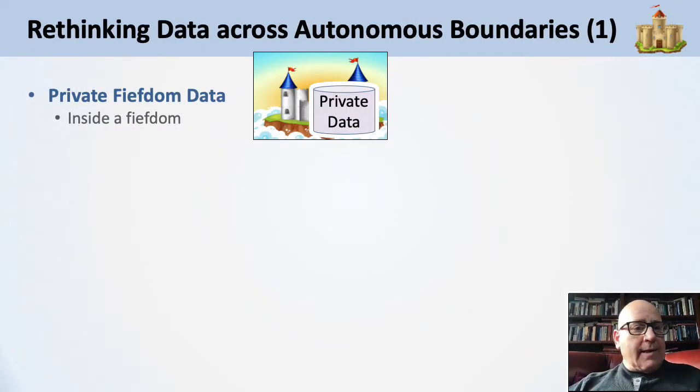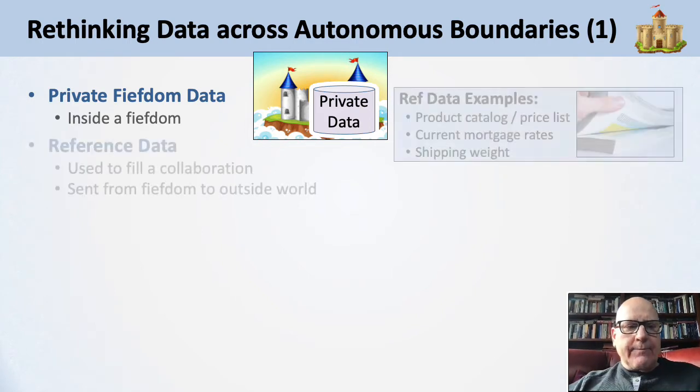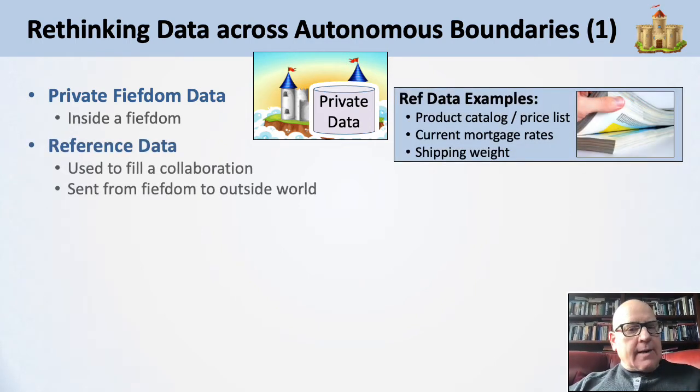Now let's rethink data across autonomous boundaries. First of all, there is private data inside of the fiefdom, and it can be updated transactionally, and it's contained within that boundary. There's also reference data. Now that's used to fill out a collaboration, and it's typically sent from that fiefdom to the outside world.